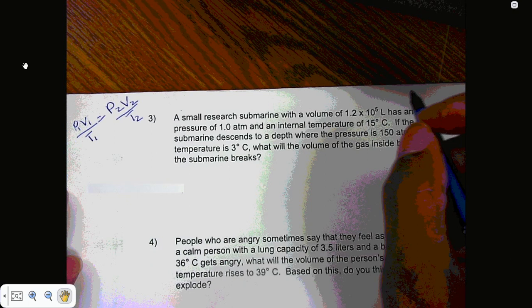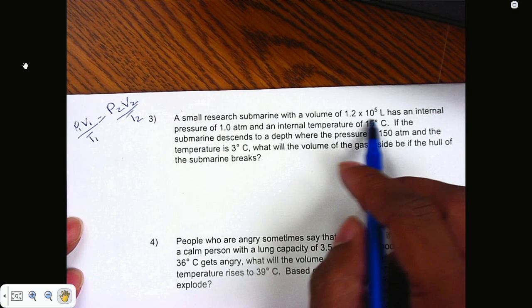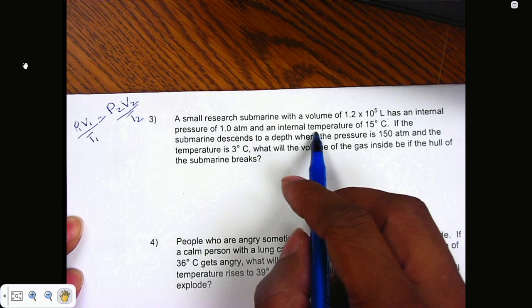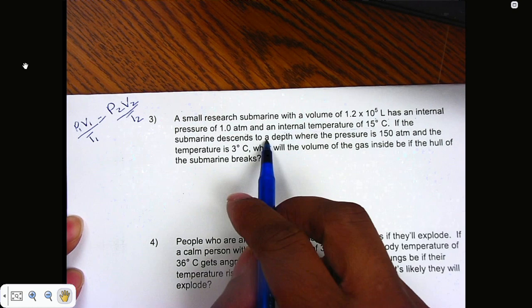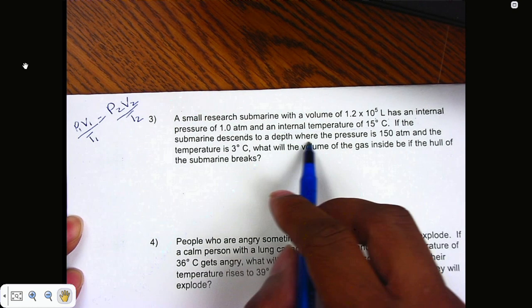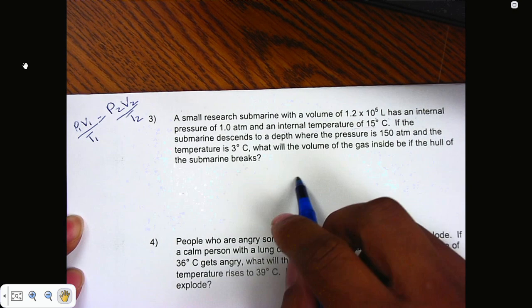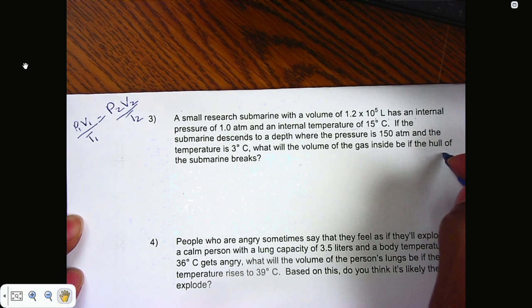So, a small research submarine with a volume of 1.2 times 10 to the 5 liters has an internal pressure of 1 atm and an internal temperature of 15 degrees Celsius. If the submarine descends to a depth where the pressure is 150 atms and the temperature is 3 degrees Celsius, what will the volume of the gas inside be if the hull of the submarine breaks?